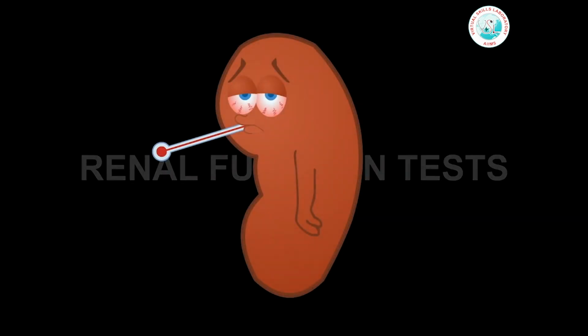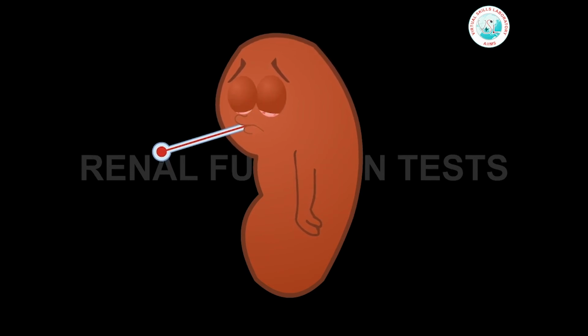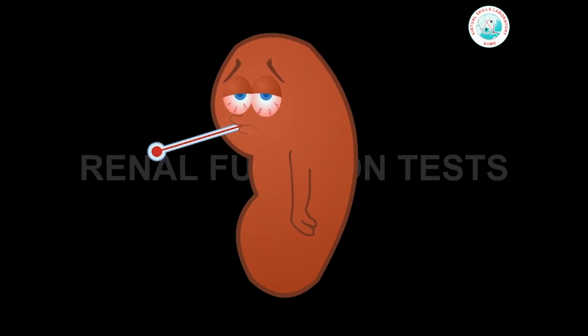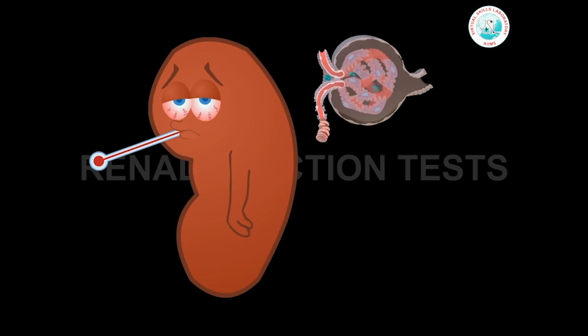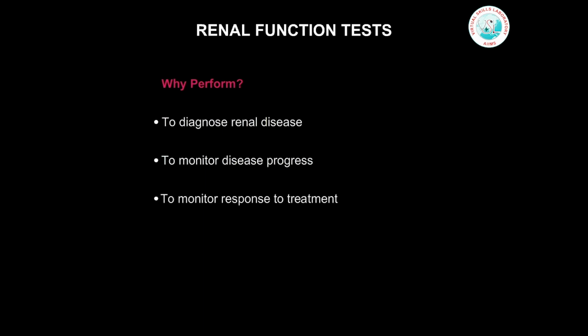So far, we have talked about the normal. Now, what to do if something goes wrong? Many diseases affect renal function. In some, there is selective impairment of glomerular function or tubular function, while in some, several functions are affected. Renal function tests are performed to confirm the diagnosis of renal disease. They are used to monitor disease progress and to monitor response to treatment.